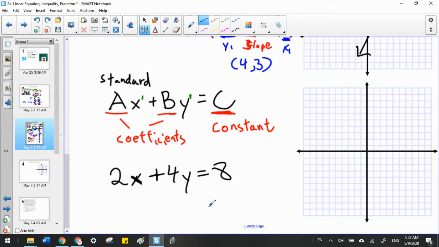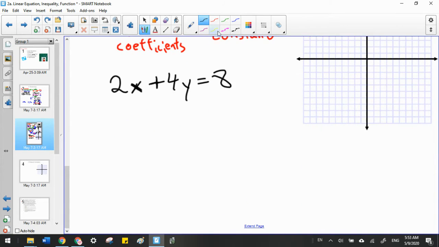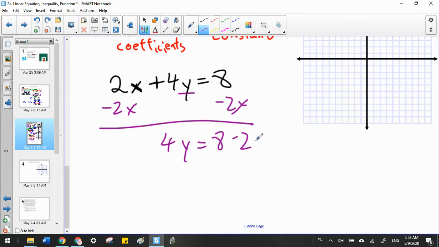So this feels like a pretty standard form linear equation. Now I know the attempt that most of you will go through is you're going to try to isolate the y by minusing 2x on both sides, and then dividing by 4. So you get y is equal to 2 minus 1/2 x, and then you go to graph that situation.